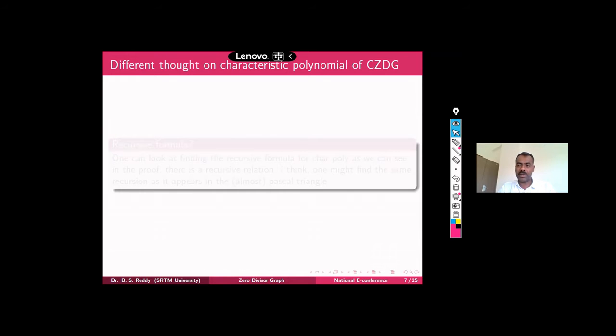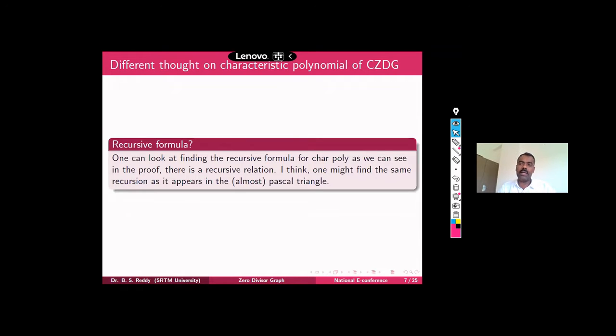Okay, fine. So this is about the compressed zero divisor graph and the characteristic equation one may look at. We did it for P power n. For any Zn, it is still a problem. Not even, for example, P power alpha into Q power beta. That is also not known. So one can try that characteristic equation. I'm talking about the compressed zero divisor graph.